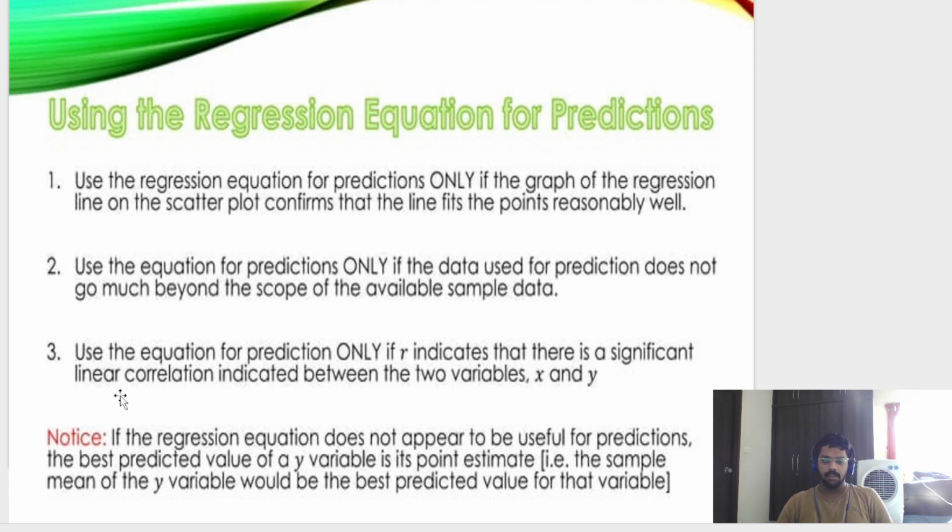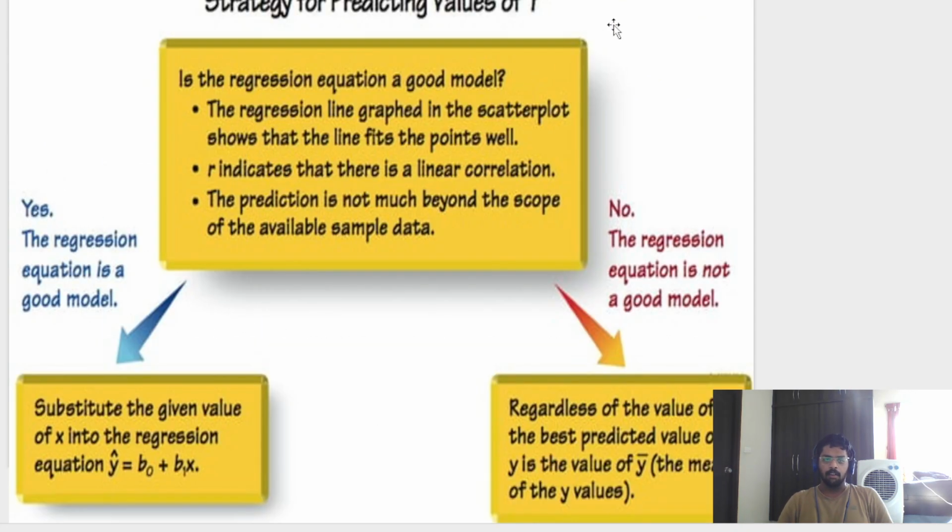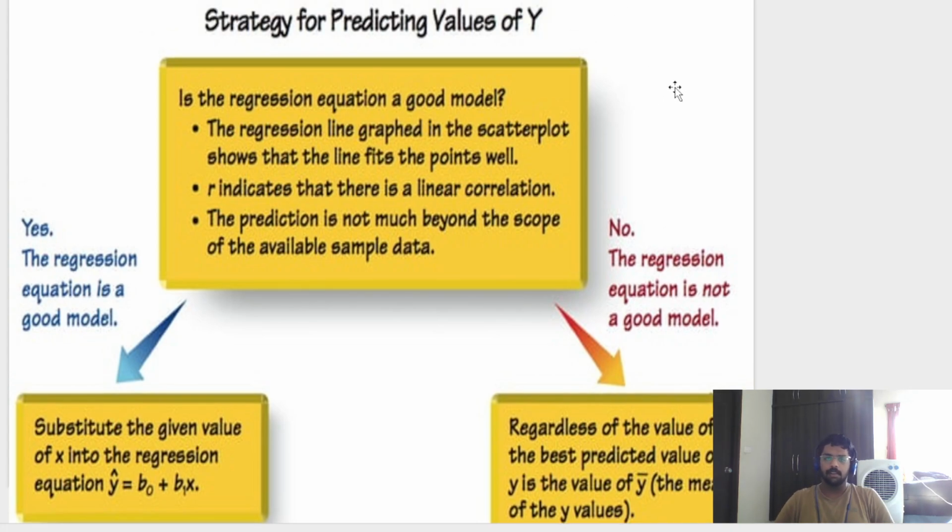And this is one we need to keep in mind. If the regression equation does not appear to be useful for predictions, the best predicted value of a y variable is its point estimate. Okay. Now, what is the strategy for prediction of values of y?